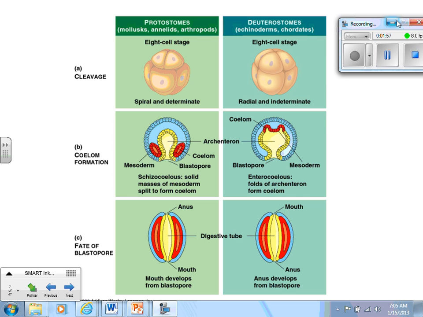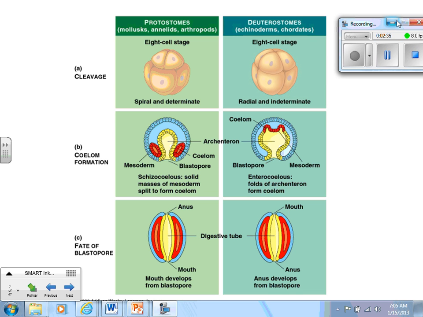Deuterostomes, there's only two groups of animals that are deuterostomes. Echinoderms, things like what? Starfish and sea urchins, things like that. And chordates, which are what? Vertebrates. All the vertebrates. During cleavage, our cells divide in a radial pattern. And cleavage, at least to begin with, is indeterminate, which means even after they divide, they still have the ability to what? Be anything. They're still stem cells.